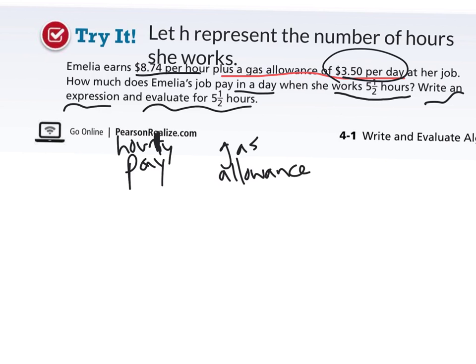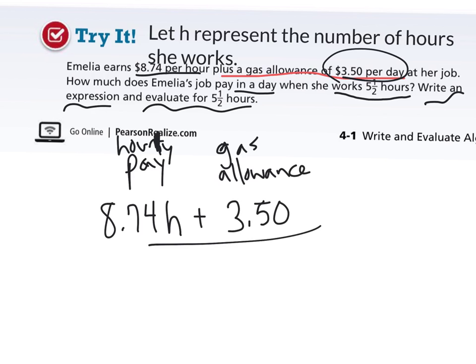And then her earnings, so it'd be $8.74 per hour, so $8.74 times however many hours she works, plus the gas allowance. Gas allowance is $3.50 per day, and we're just talking about one day here, so that would just be the $3.50. So that would be our expression. So that's actually our first answer on this problem. Once we get that, we should go ahead and circle that, so we're saying this is part of my answer to this problem. Then we're going to evaluate that for 5.5 hours.